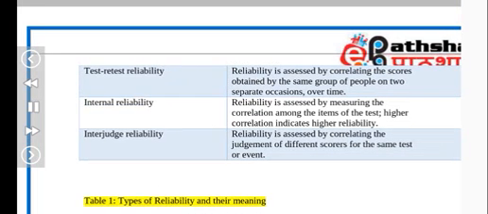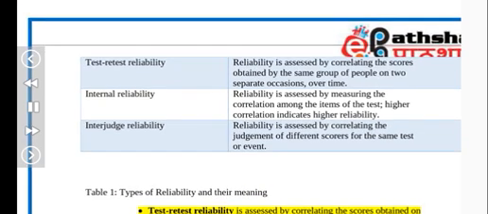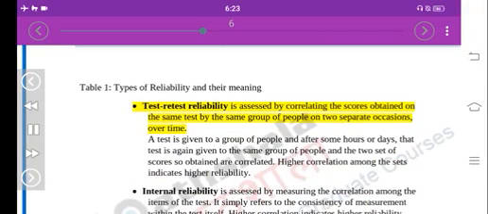Table 1, Types of reliability and their meaning. Test-retest reliability is assessed by correlating the scores obtained on the same test by the same group of people on 2 separate occasions, over time. A test is given to a group of people and after some hours or days, that test is again given to the same group of people and the 2 sets of scores so obtained are correlated. Higher correlation among the sets indicates higher reliability.